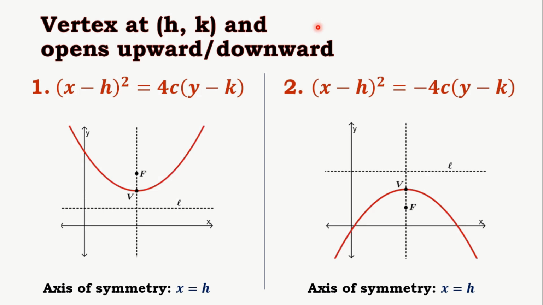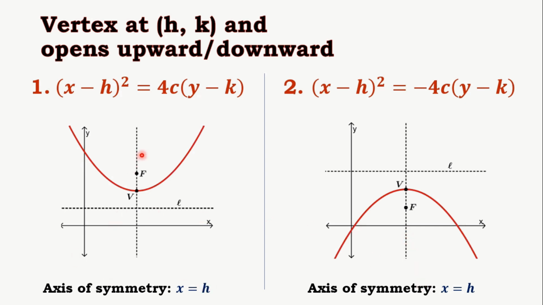Let's have the standard form of parabola with vertex at (h, k) and opens upward or downward. Observe the equations. Both have quantities with the same variable. Variable x is with h and variable y is with k. For a parabola that opens upward, we have positive sign on the right side of the equation. For a parabola that opens downward, a negative sign is indicated on the right side of the equation. The axis of symmetry for both illustrations is x equals h.